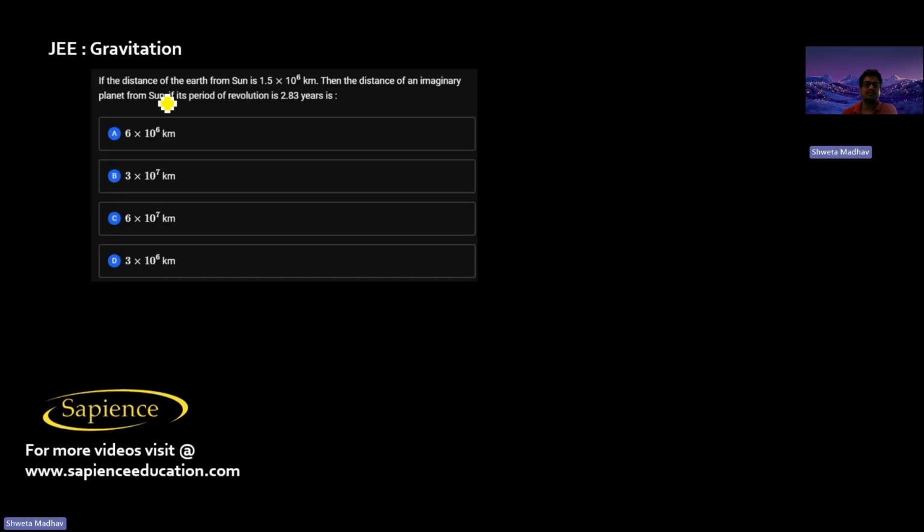And here it is told, if the distance of the Earth from the Sun, that is R equal to 1.5 into 10 power 6 kilometer, then what is the distance of an imaginary planet from the Sun, if its period of revolution is 2.83 years?